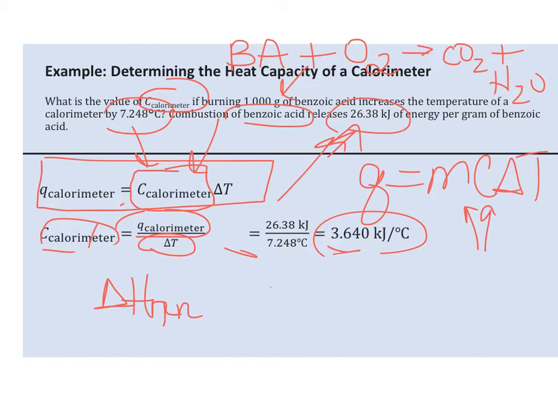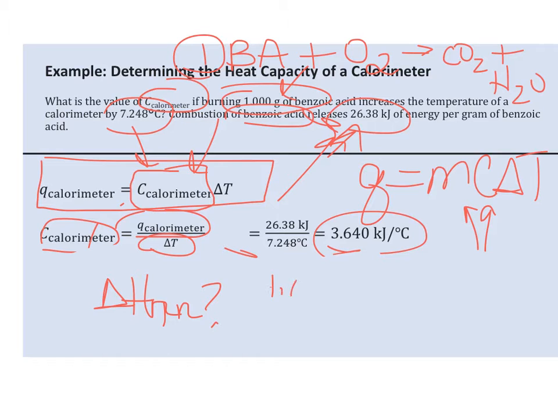The products of combustion are always the same. Okay. So what if the problem asked you, what is the delta H for this reaction is written for combusting 1 mole of benzoic acid? How would you do that? The only thing you need to do then is to figure out the moles of benzoic acid. Okay, we know that 1 gram of benzoic acid releases 26.38 kilojoules. So let's figure out how many moles are in 1 gram, right?